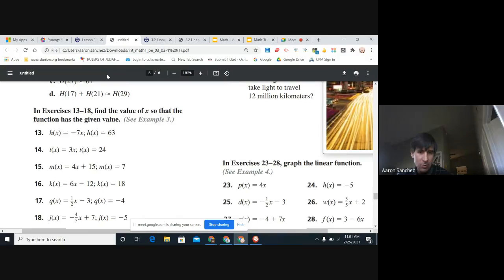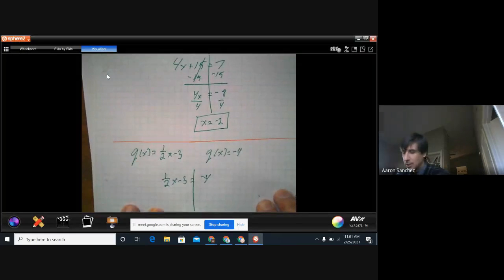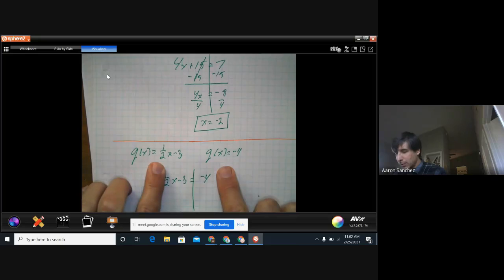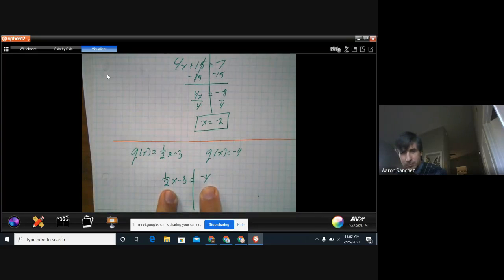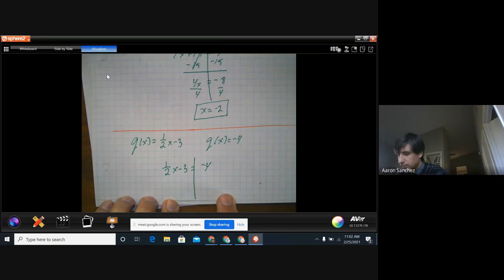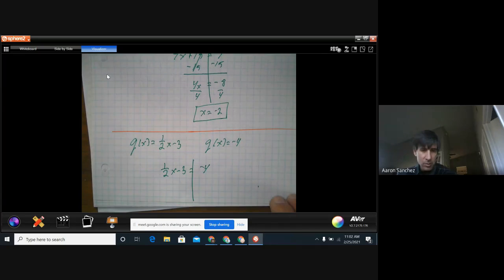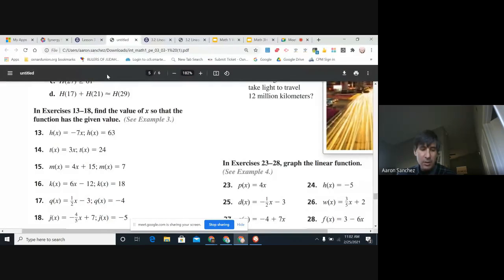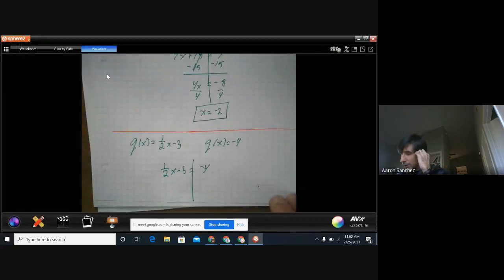Oops, sorry. I wasn't even showing. Can you guys see my presenting? So they're both equal to Q of x is 1/2 x minus 3. This one's equal to Q of x equals -4. And you set them equal. And then you solve for x. Okay? Anyway, I'll let you guys solve that on your own. And are there any questions?